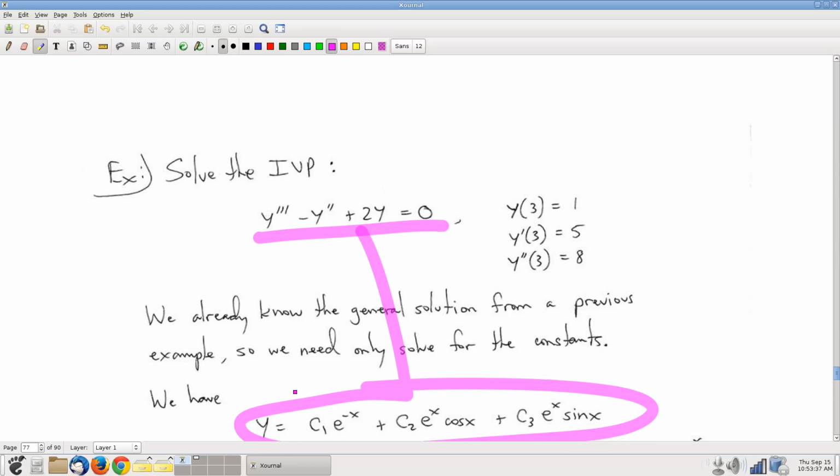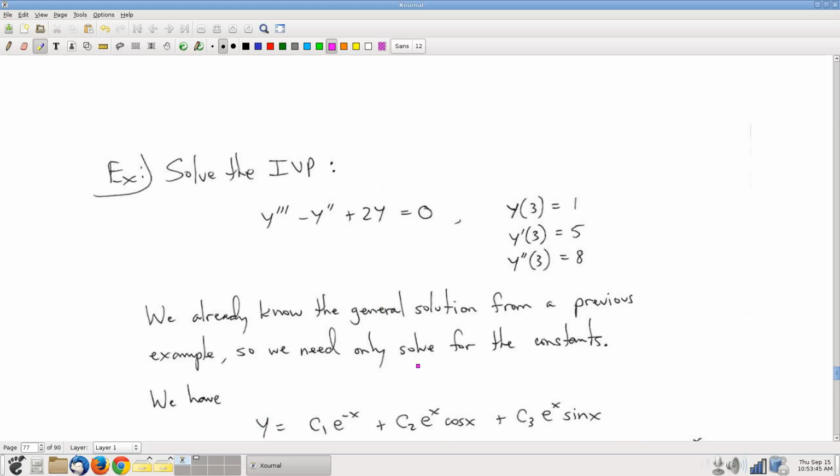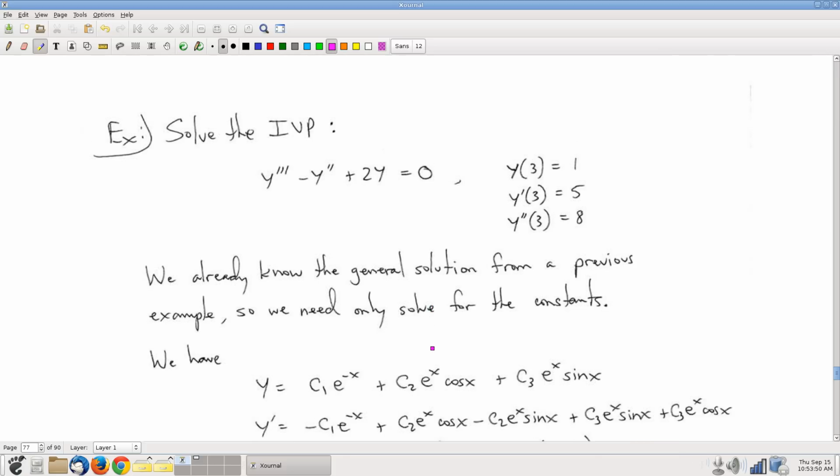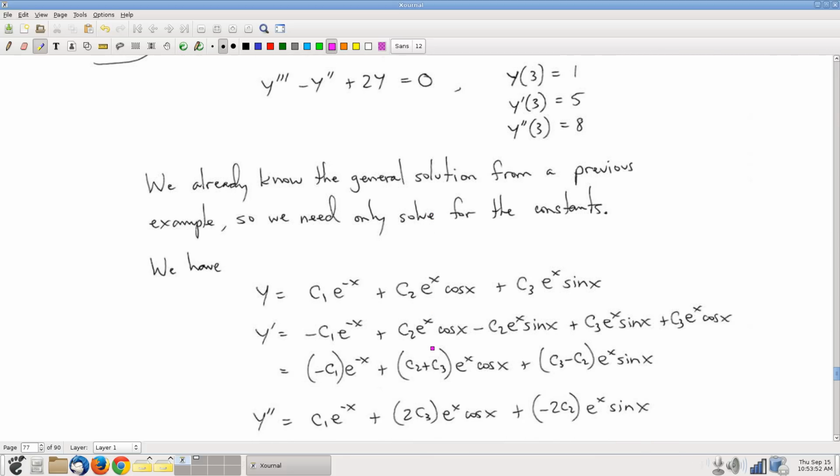Now, there's, of course, some work to be done there. You have to write down the characteristic polynomial, find the roots, etc. Okay. All right, so there is the general solution. Now, that also allows us to deduce not only what y is in general, but what y prime and y double prime are. And we're going to need that to take advantage of these initial conditions.